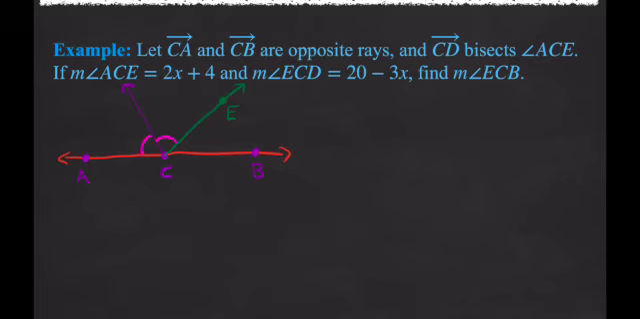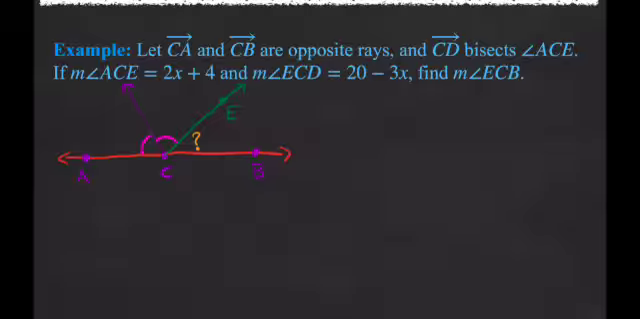Bisecting the angle cuts it in half, which means that they are the same measure. If we know that the measure of angle ACE equals 2x plus 4, and the measure of angle ECD is 20 minus 3x, then let's find the measure of angle ECB. Our end goal is to find this angle right there. But in order to find that, we need to know what angle ACE is.